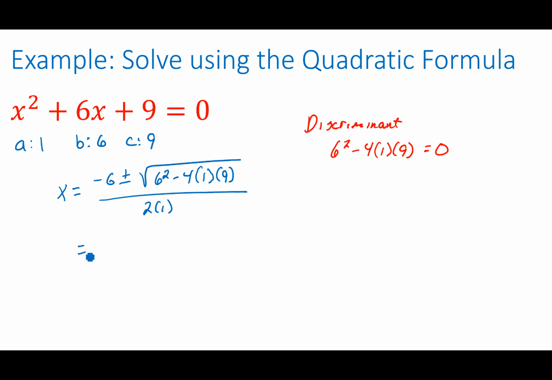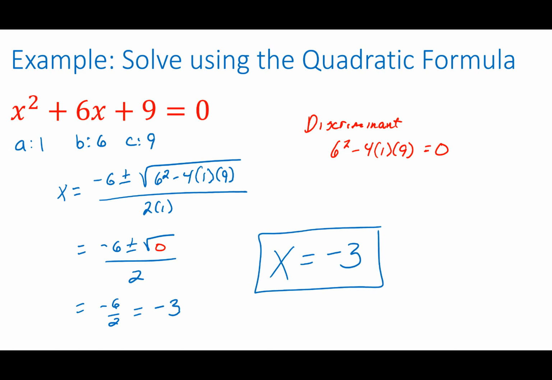So I have x equaling negative 6 plus or minus the square root of 0. Well, that's fine. Square root of 0, we can do that. Square root of 0 is just 0. So in this case, all I'm left with is negative 6 divided by 2, which ends up being negative 3. So my solution, and I only have one solution, is going to be negative 3.